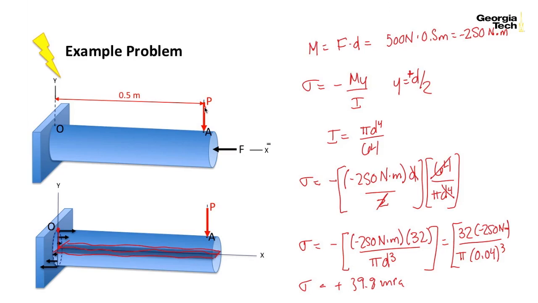Okay, so a couple things to keep in mind here. When we look at this load at point A pushing down, we can see it's pulling the filaments of this bar in on top of the bar, and it's squishing the filaments at the bottom of the bar. So we would guess that our stresses are in tension at the top, and that's what we calculated here with this positive value. Our stresses are positive.